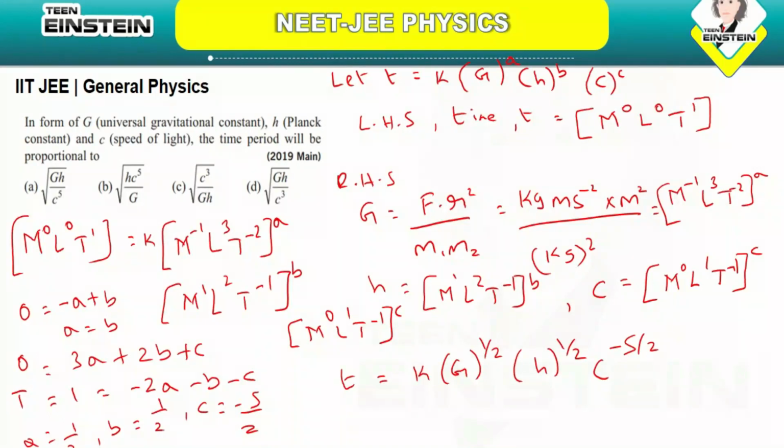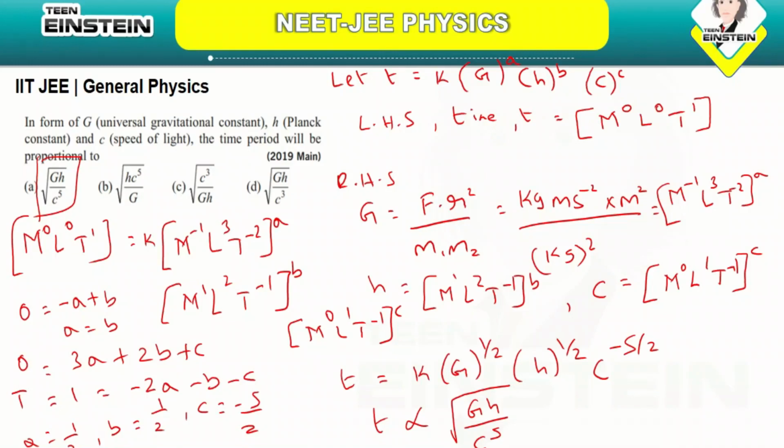Okay. So when you solve this, you will be getting T is directly proportional to square root of G h by c power 5. So the correct answer is option number A, because they want to find out what is proportional. So you are removing the constant and you are writing the proportionality. G, h and c have square root as common, and the c is going to the denominator. It will become root of G h by c^5. So the time period is directly proportional to square root of G h by c power 5.